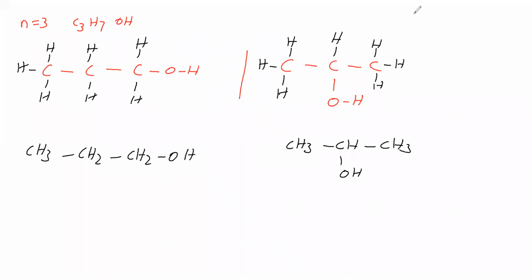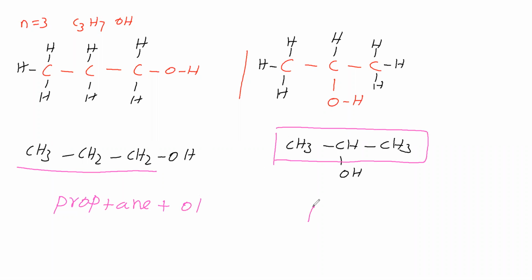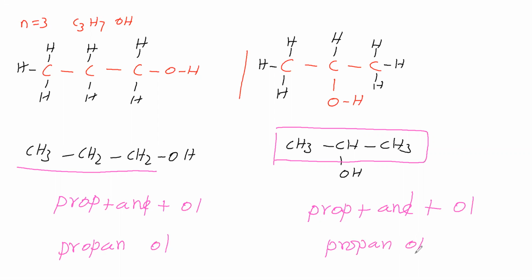Now let us select the parent chain to give the name. The parent chain contains 3 carbon atoms, therefore the root word is prop. Carbon-carbon single bond is there, therefore the primary suffix is ane, and the OH group is alcohol, therefore the secondary suffix is ol. Here we drop the e. Therefore the name is propanol in both cases, propane with the e dropped and ol.